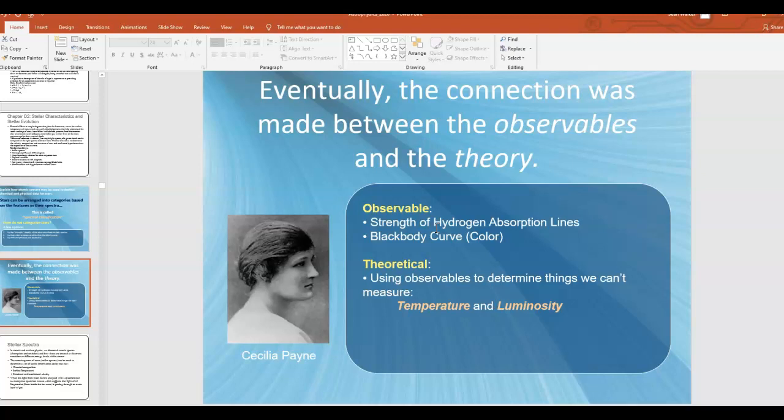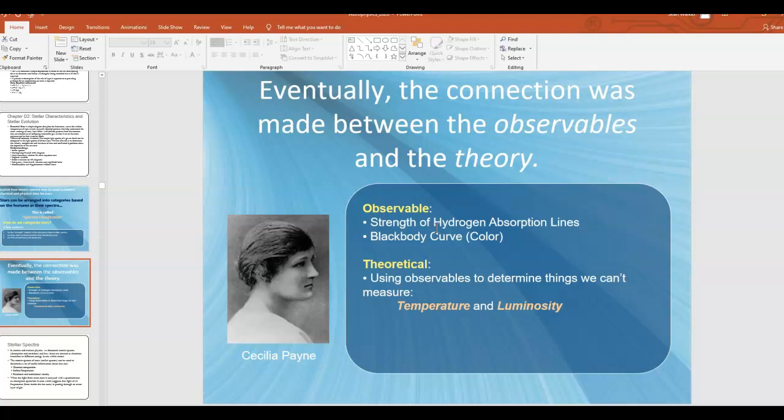For example, we can look at a star's black body curve, and from that we can use things like Wien's law to find the temperature. We can observe the peak wavelength, and we can also look at the spectra and notice the strength of hydrogen absorption lines. And we can use that to find out some information about the stars. We can use those things, called observables, to make inferences or calculations to determine things we can't directly measure.